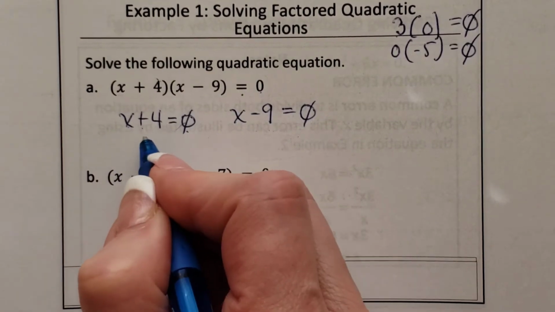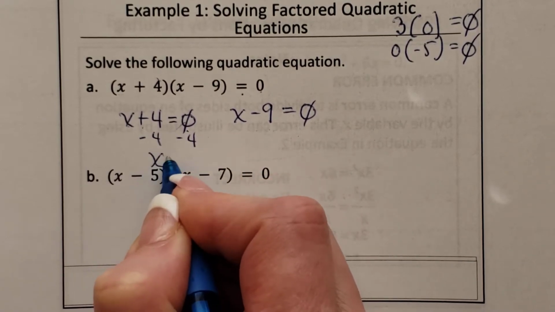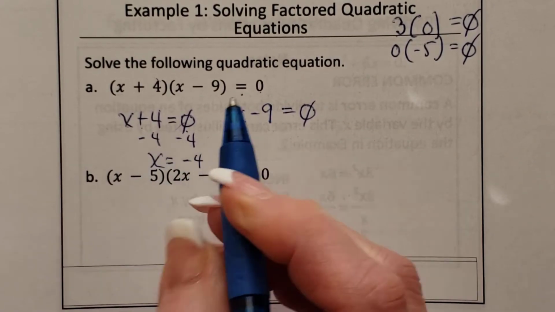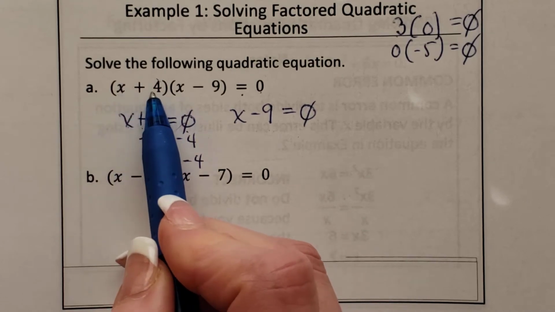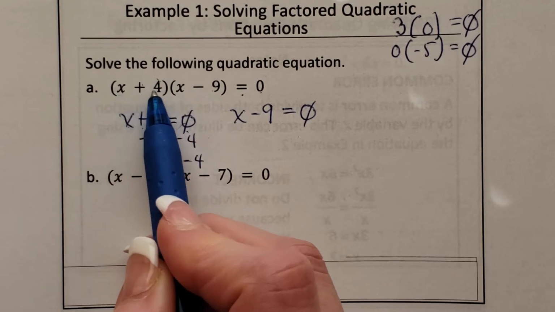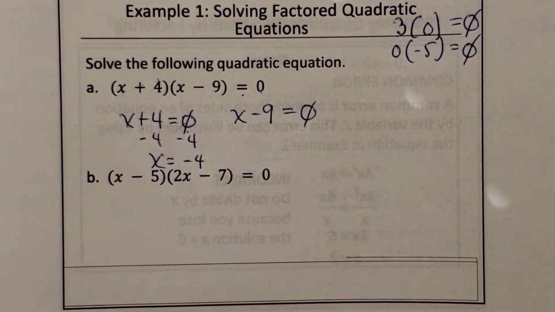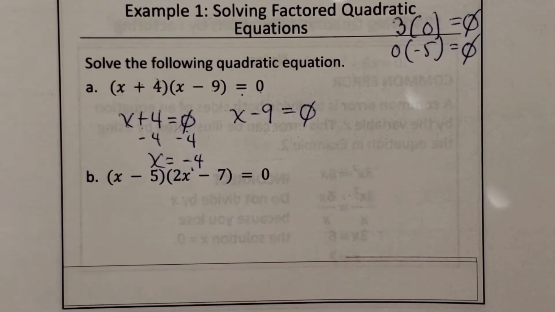Well, to solve for x, I'm going to subtract 4 from both sides. So do you agree with me? If x is equal to -4, doesn't -4 plus 4 equal 0? And it doesn't matter what this equals. If 0 times this expression, I would get 0 as an answer. So x could be -4.